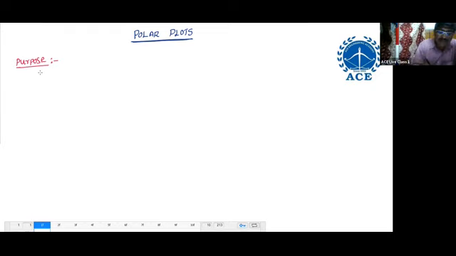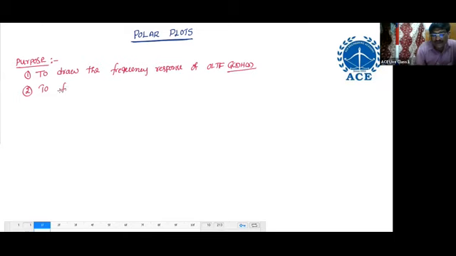Write it. Polar plot. Purpose. First one: to draw the frequency response of the open loop transfer function, G of s, H of s. Next, to find closed loop stability.